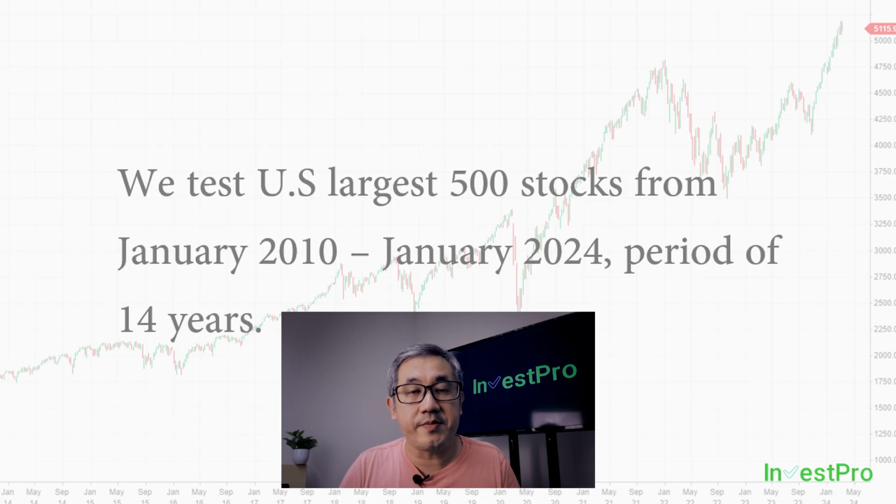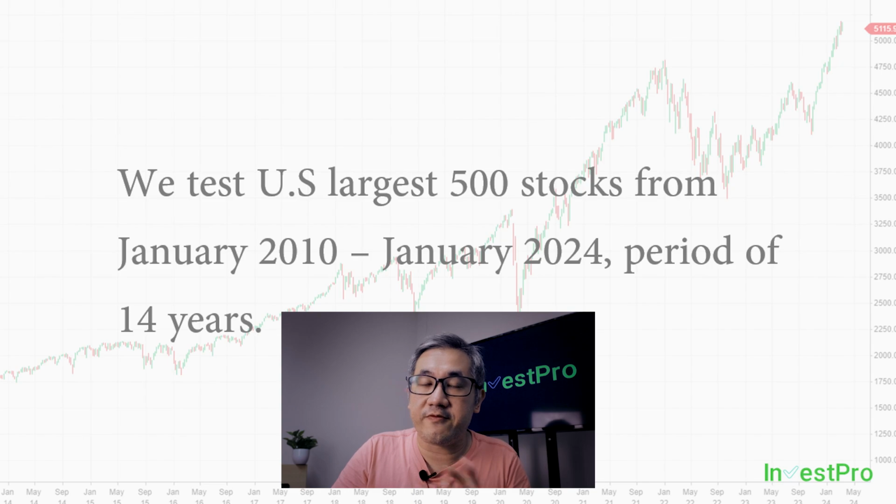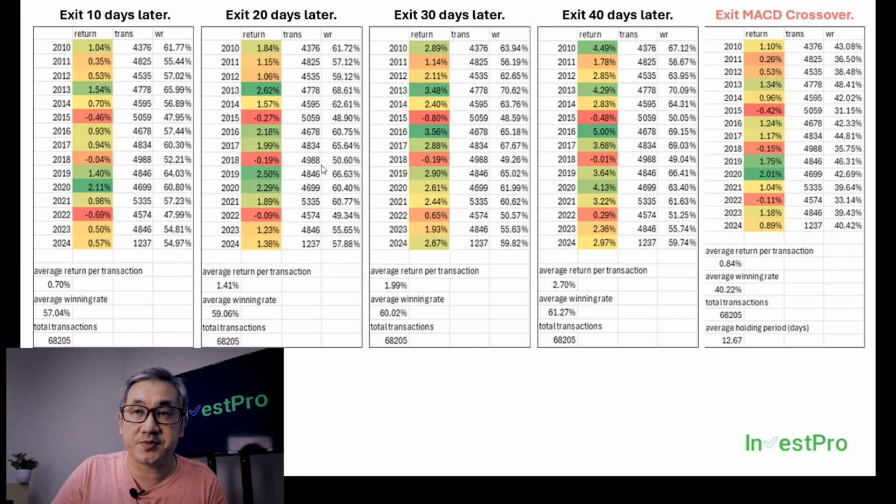To make the experiment unbiased, we run the experiment across the US largest 500 stocks, which is the S&P 500 stocks, from January 10 to January 24, which is across 14 years. Now let's take a look at the performance, or the outcome, from the experiments. Take a look at this page. Over here, we have 5 tables: exiting 10 days later, 20, 30, 40 days later, and also exiting by the MACD crossover.